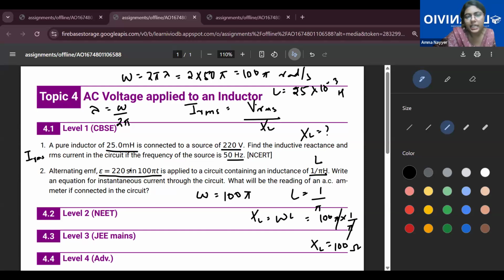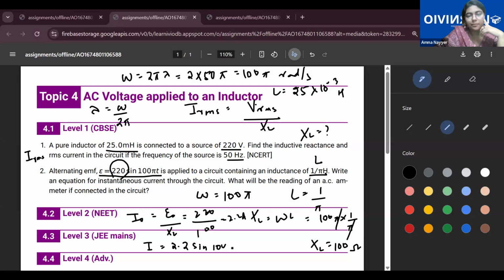See, the rest of it will not change, but you will have to calculate the peak value. Peak value will be peak value of EMF by XL. Now peak value of EMF is 220. So 220 by 100. That is 2.2 amperes. So your equation of current will be 2.2 sine 100 pi t, like this. And the reading of an AC ammeter, if connected in the circuit.